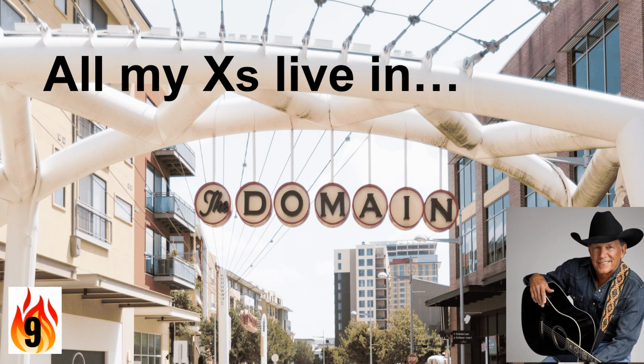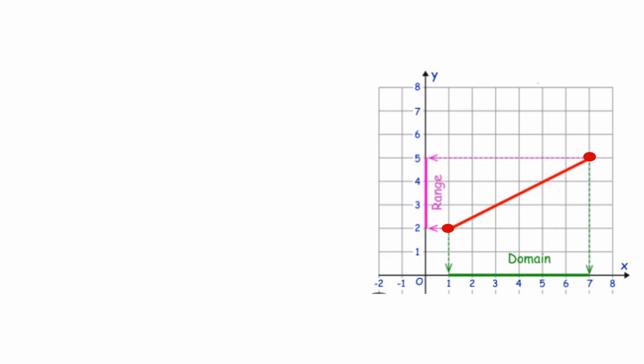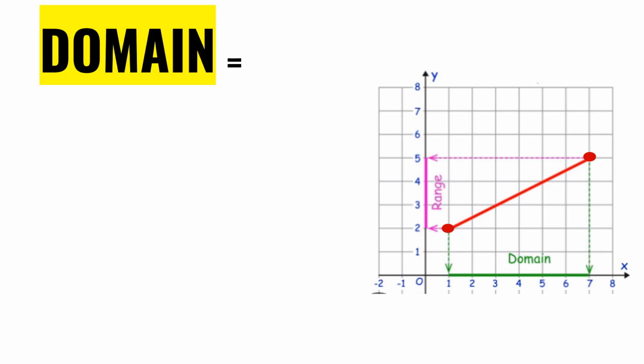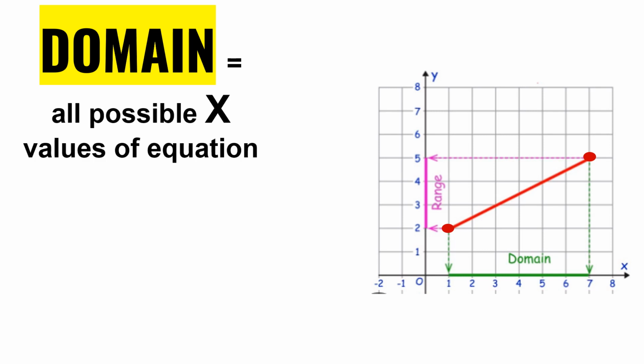All right, for hot tip number 9, a lot of people get confused about domain and range. So I like to think about all my x's living in Texas in a special place called the domain. So when I'm asked what my domain is for a graph like this one, I'm going to think about all the possible x values of the equation or of that line or line segment, whatever it may be.